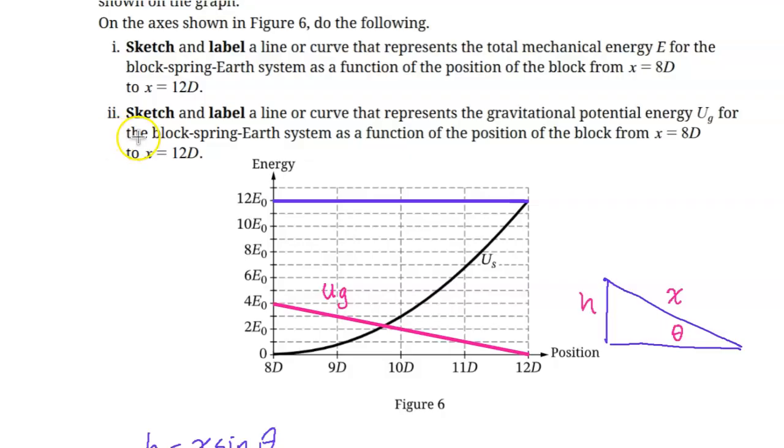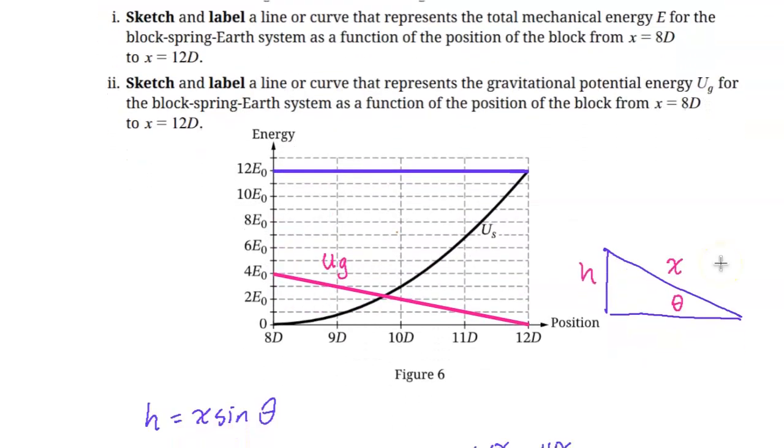Part 2I. Sketch and label a line or curve that represents the gravitational potential energy, UG, for the block-spring-earth system as a function of the position of the block from x equals 8d to x equals 12d. From part A, we know that the total mechanical energy in our system is 12 E naught, and that is going to be constant because there's no external net force doing work on the system. The problem at the beginning mentioned that there was no friction between the block and the ramp.